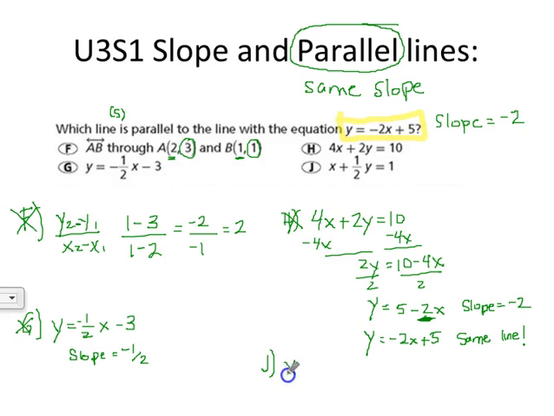And let's see here. We've got x plus 1/2 y equals 1. Let's get this into slope-intercept form. So let's subtract the x from both sides. I'm kind of running out of space here. 1/2 y equals 1 minus x.